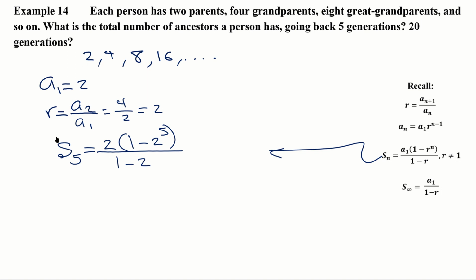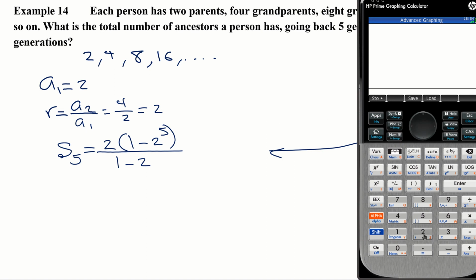Let's go ahead and calculate that. So we have 2 times 1 minus 2 to the power of 5, divided by 1 minus 2. So you have 62 ancestors going back 5 generations.